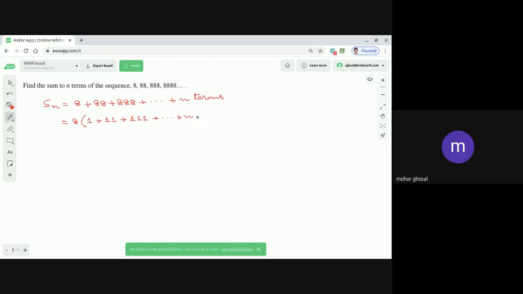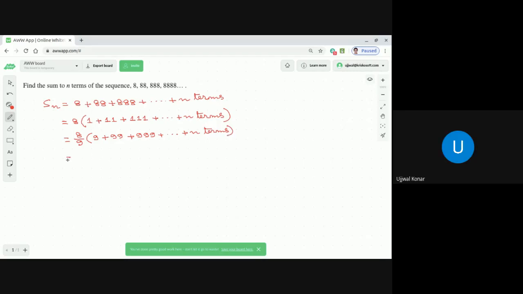After that, dear students, I am taking 1 by 9 common. Then to adjust, I need to multiply by 9 inside. Correct or not? Yes. Up to n terms. Correct or not? Yes. Okay.